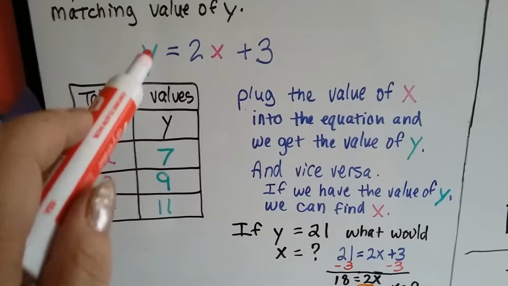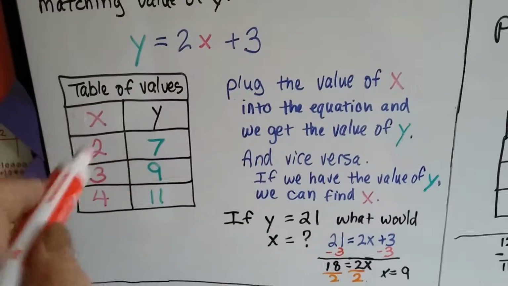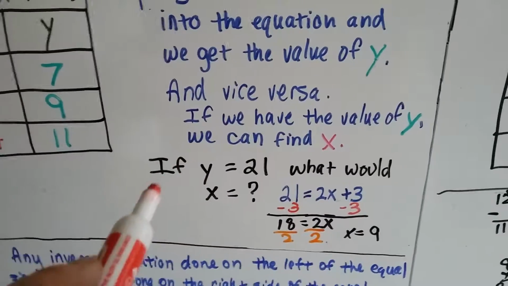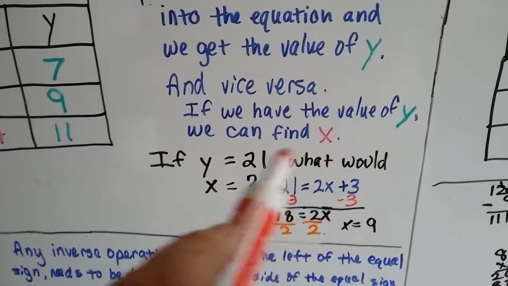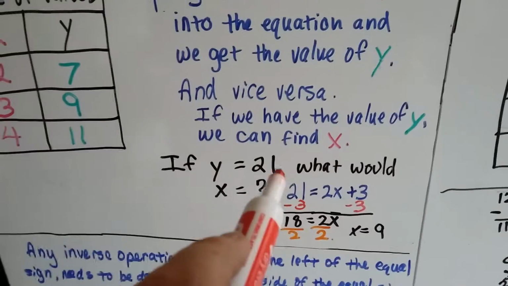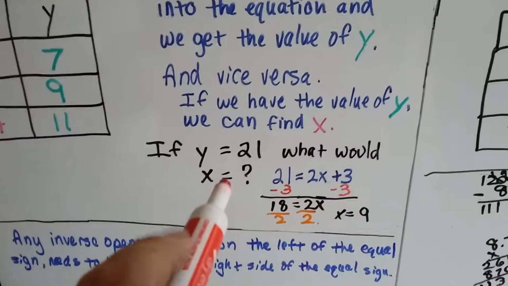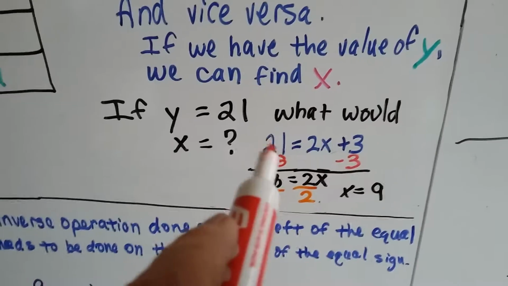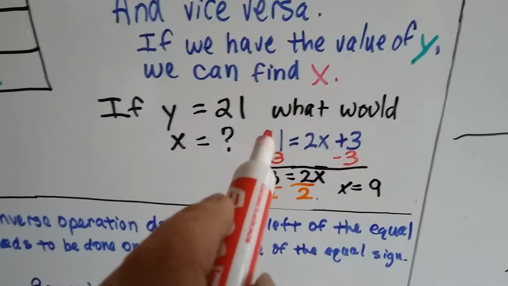So by having the value of x, we can get the value of y. And by having the value of y, we can get the value of x. This is how. If we have the value of y, we can find x. If y is 21, what would x be? All right, so let's say 21 equals 2x plus 3, because that's where the y was, right? So we're going to put the 21 there.